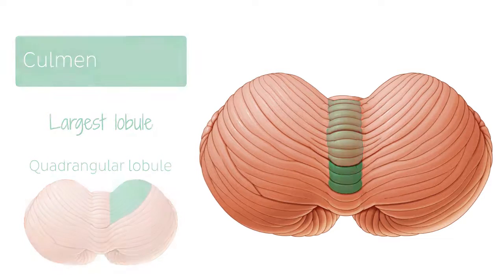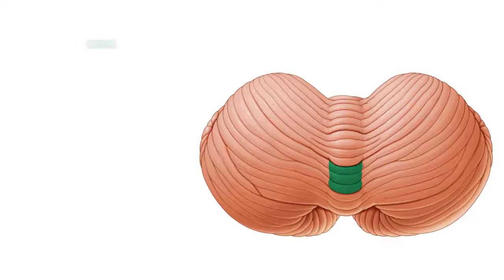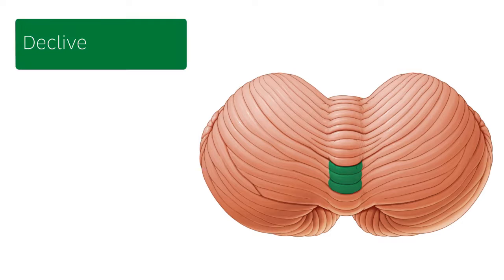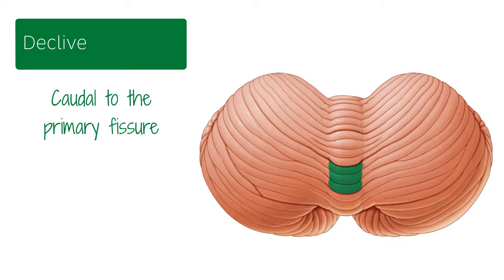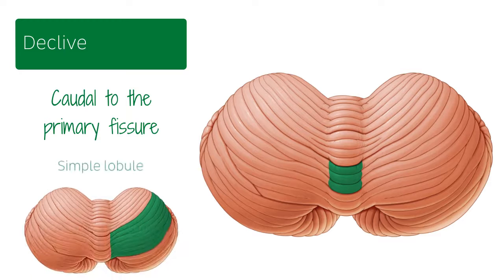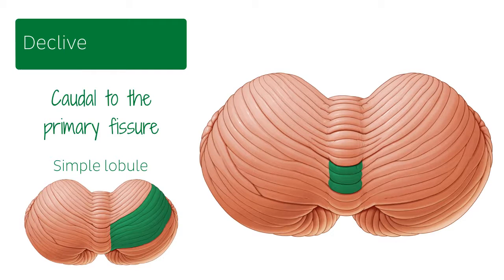Next, we're going to be talking about this one that I mentioned before, the declive. Now, this is the part of the vermis of the cerebellum just caudal to the primary fissure. The declive is related with the simple lobule of the cerebellar hemispheres, which you see here highlighted in green.